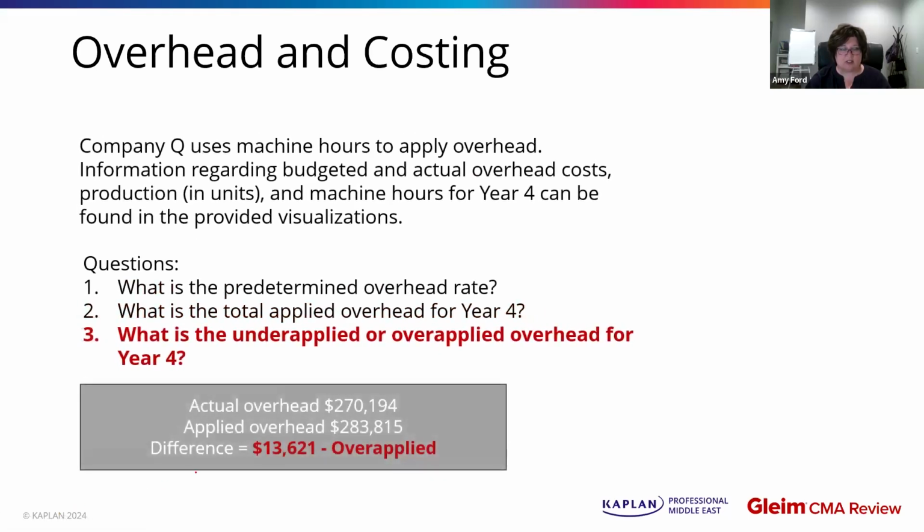At the end of the year, is our overhead under or over applied? How good did we do? Comparing our actual overhead, because now it's the end of the year and we know our actual overhead, compare it to our applied, and that's a difference of 13,621. Since the applied is more, so our applied overhead is higher than the actual overhead, this is an example of over applied overhead. So those are great examples of the types of overhead questions you could see in this area of CMA Part 1.